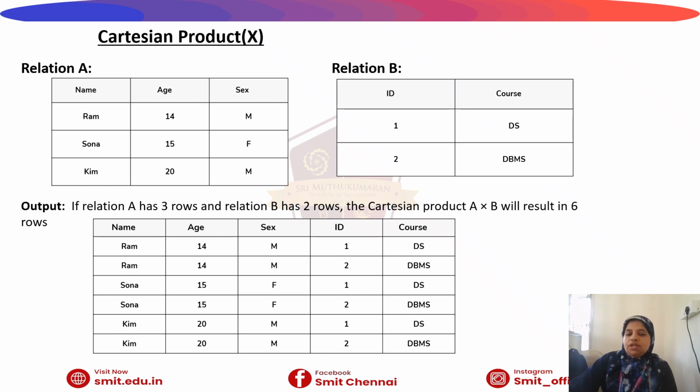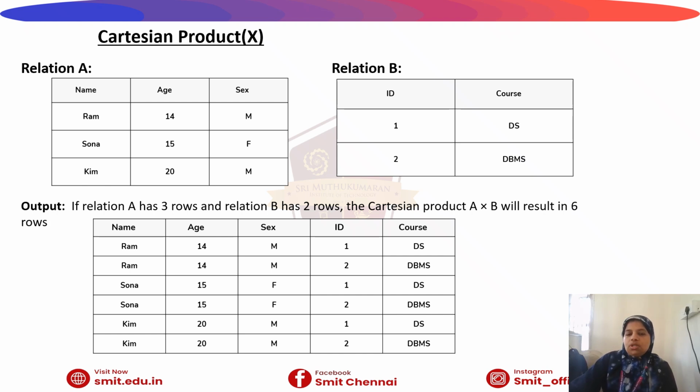So what is the condition? If relation A has 3 rows and relation B has 2 rows, the Cartesian product A and B will result in 6 rows. So there will be the output here. Look at this. Ram, age 14, male, selected the course data structures. At the same time, he also selected DBMS. So twice will be listed.